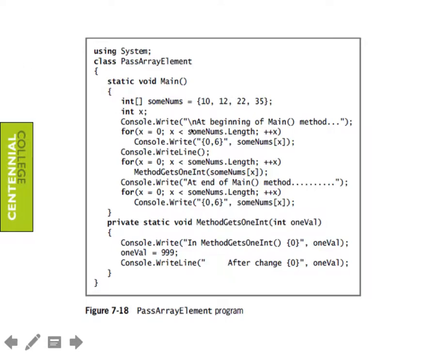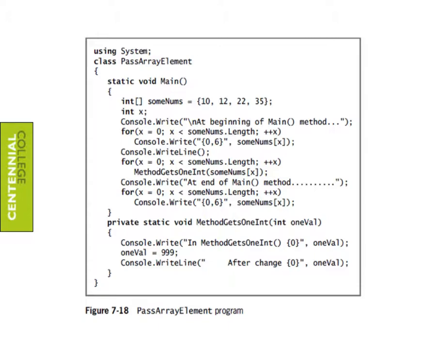So I want to give you another example here. This is a good example of an array, some nums. And we tried this last week on our own. We did an array and we passed it into a method. Now, array is what kind of type? Is it a value type or a reference type?